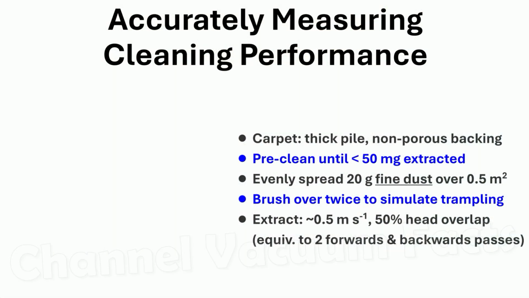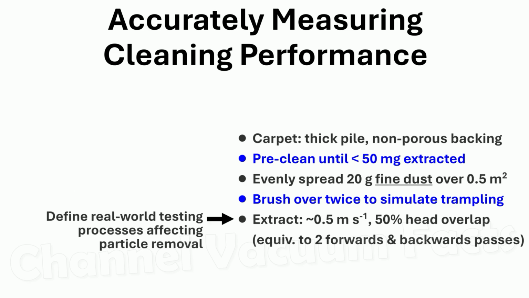This includes things like the type of flooring, how it's prepared and checked, the type of dust used, which should be representative of fine household dust, not piles of sand. It also includes the amount and distribution of the dust loading in the pile, the speed of the cleaner head over the carpet to ensure the aerodynamic force is applied for the same time, representative overlapping, and so on.